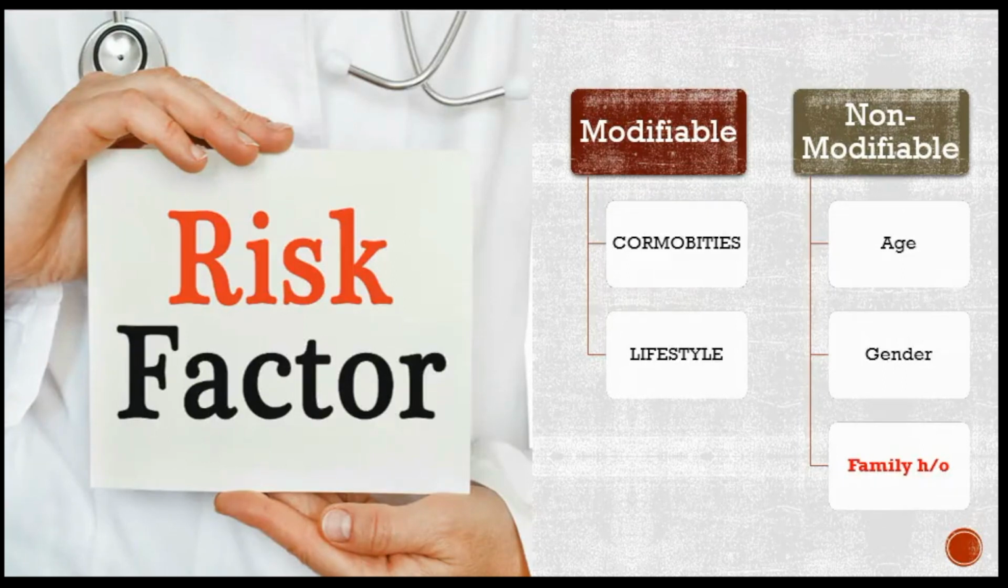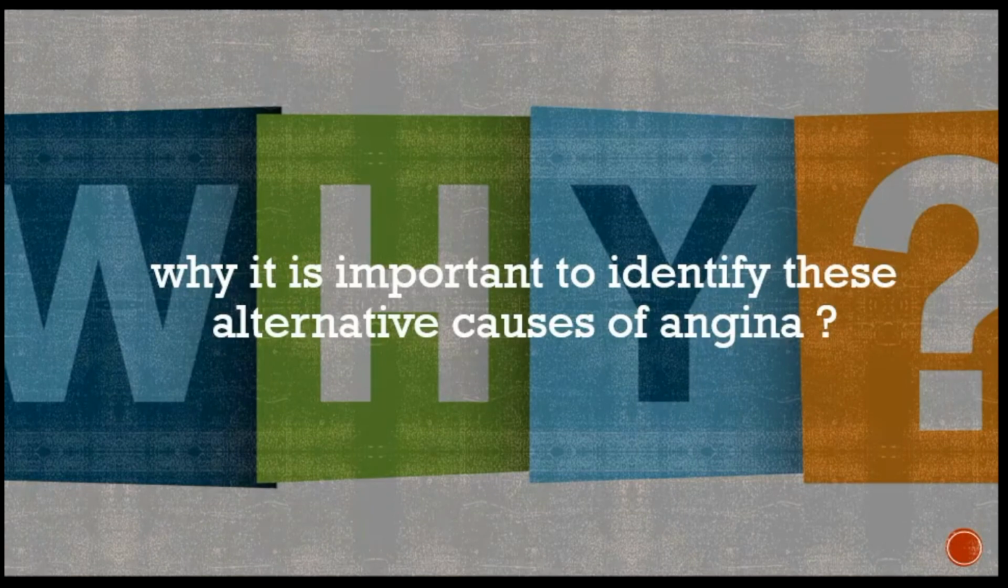Now, among other non-modifiable risk factors, African Americans have a high risk of having angina. So those are the risk factors and factors that provoke angina. Now, why is it important to identify these alternative causes of angina? So we discussed that CAD is one of the main causes of angina, right? Now, there are other conditions that can worsen the angina too, like if the patient has aortic stenosis, cardiomyopathy, anemia, these can worsen the angina.